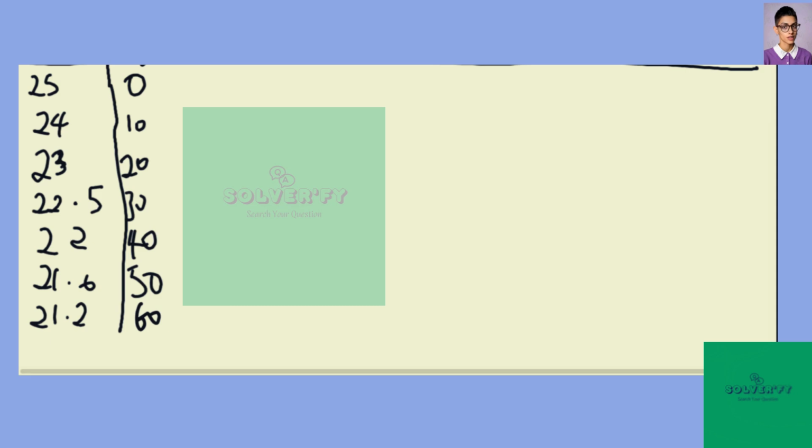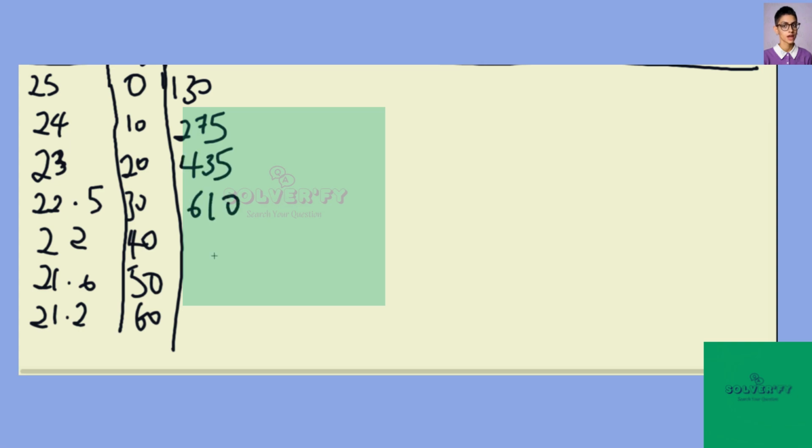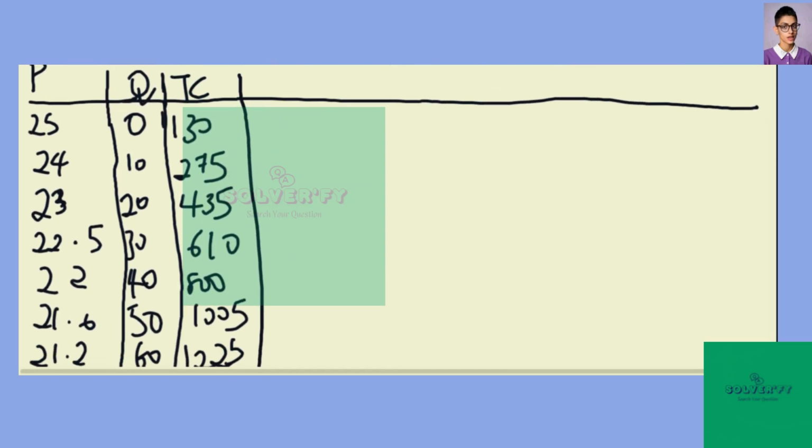We're also given total cost for the question as 130, 275, 435, 610, 800, 1005, and 1225. So the first part of the question we're supposed to find is the total revenue.